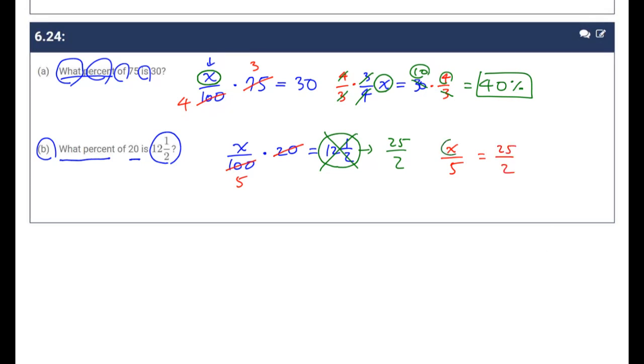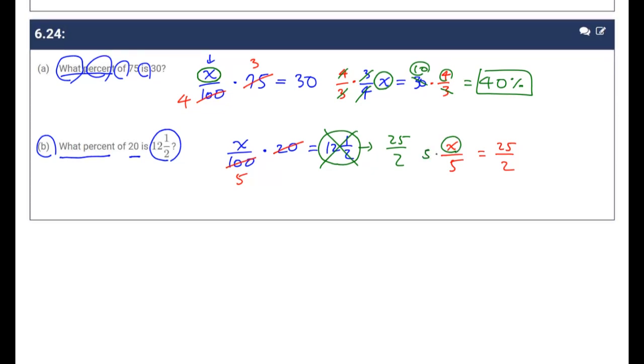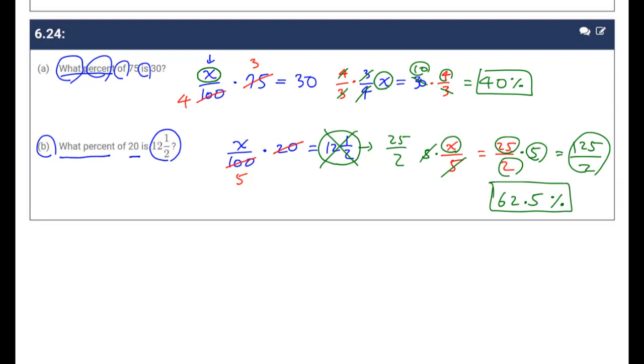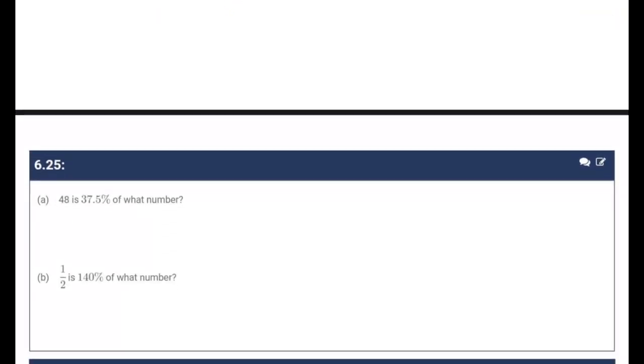I need to find x, so I'm gonna multiply 5 to get rid of the denominator 5 and multiply the same number here. So that will be gone, and this is 25 times 5, which is 125 and over 2. Or you can put that into decimal number. Half of 125 is 62.5, and don't forget that this is percentage as well. Okay, moving on to 6.25.